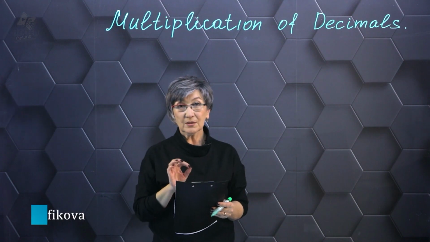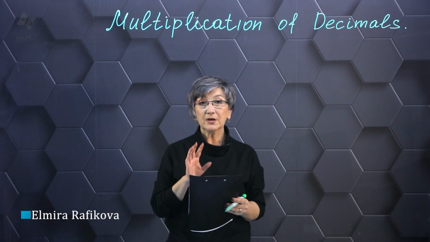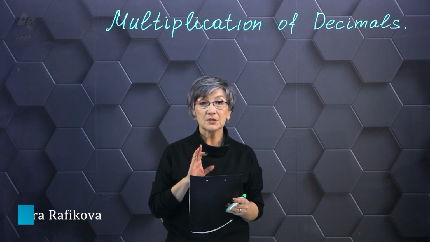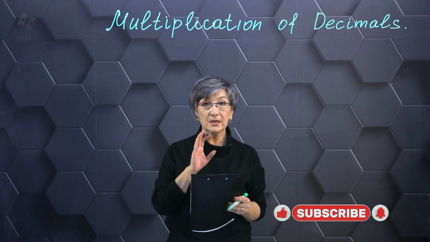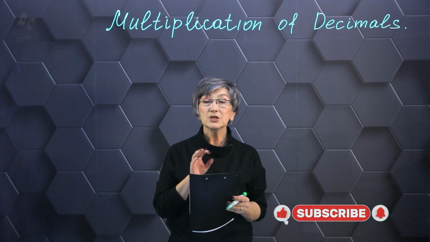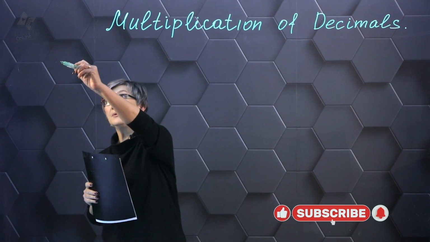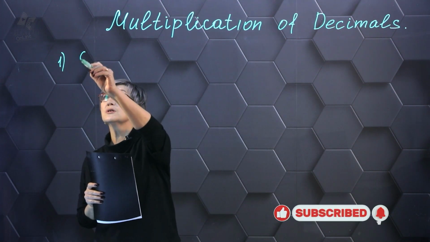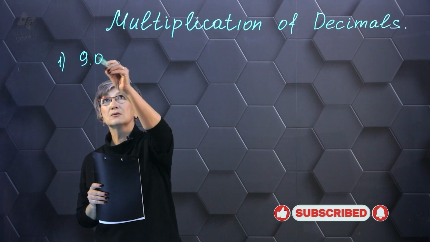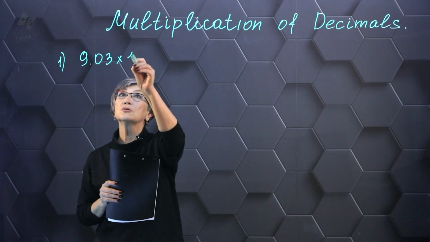Hello! Today in the lesson we will look at several examples in which we will apply the algorithm of multiplication of decimals. But first, we will remember how to multiply decimal fractions. The first example: we need to multiply 9.3 by 1.7.